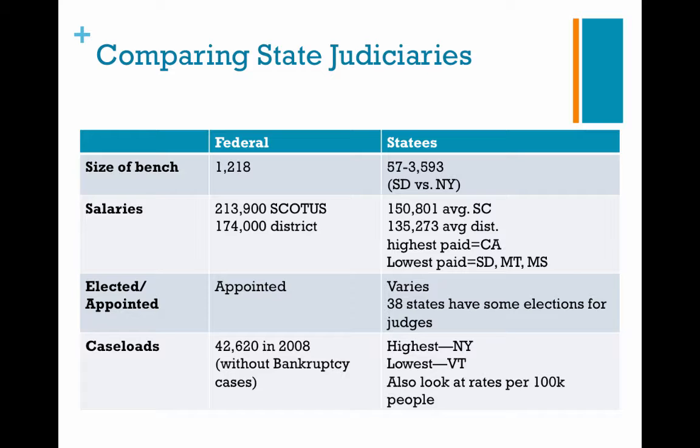Probably outside of the size of the bench, the best way to compare state judiciaries versus federal judiciary is the caseload. So your reading breaks this down, and it has the numbers in there. I looked at the federal caseload for the same time period, and without bankruptcy cases, there were 42,620 cases in 2008. If you added in the bankruptcy cases, it was just over 60,000. So the caseload, when you compare that to the state caseloads, there's just no comparison.